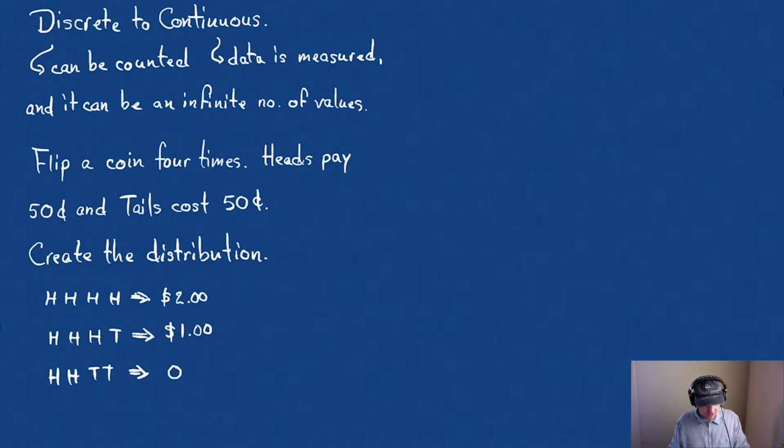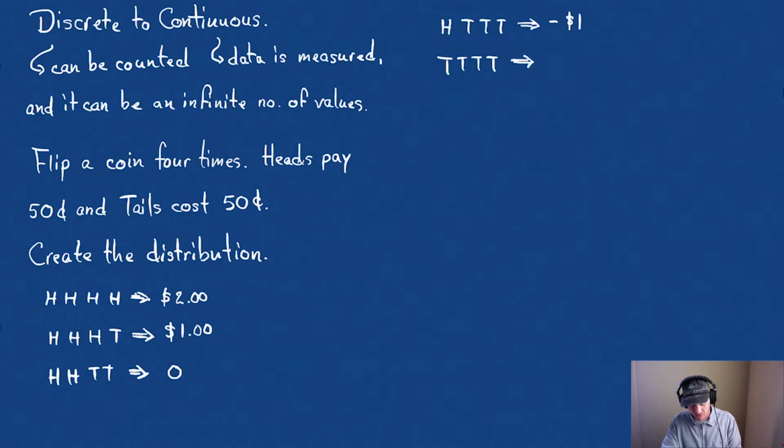We're almost done with this distribution. The next one is, what if I only got 1 head? Then I would have gotten 3 tails. The first head, I get 50 cents. Then I pay out 50 cents for the first tail, so now I'm at 0. But then I have 2 more 50 cents to pay out for those 2 tails, so now I'm at minus $1. And our last one would be if everything went wrong and we flipped 4 tails in a row; we would be out $2.